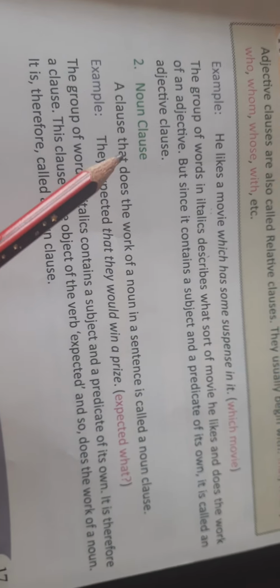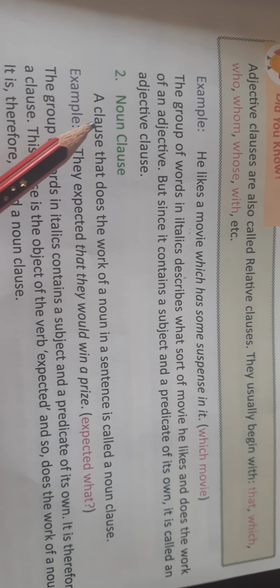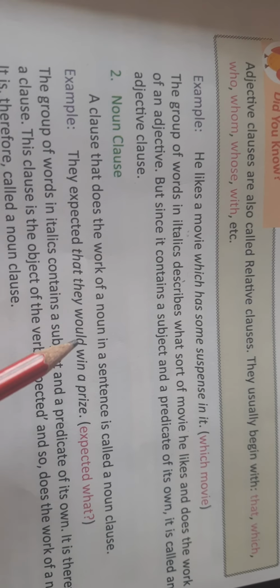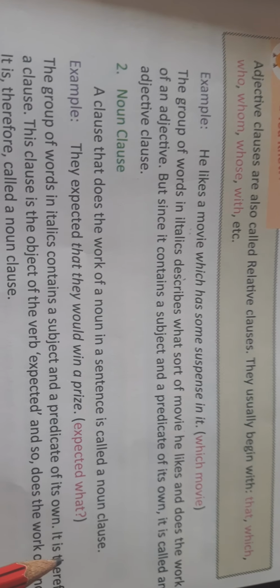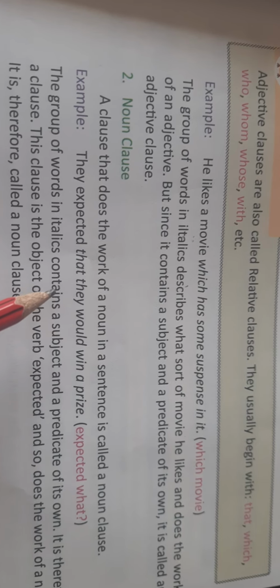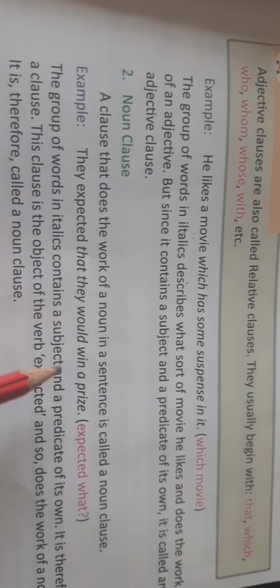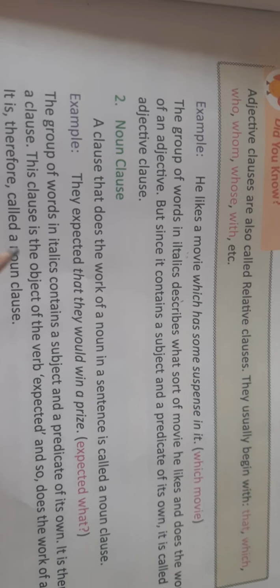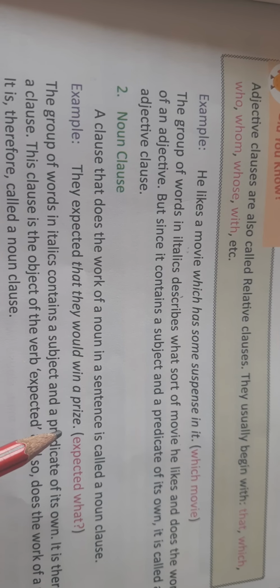Second kind you can see, noun clause. A clause that does the work of a noun in a sentence is called a noun clause. So beta, those group of words which do the work of a noun are called a noun clause. Like, they expected that they would win a prize.